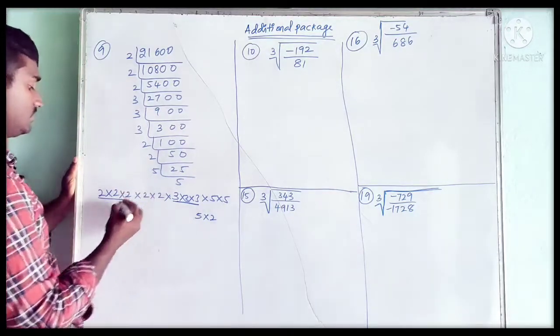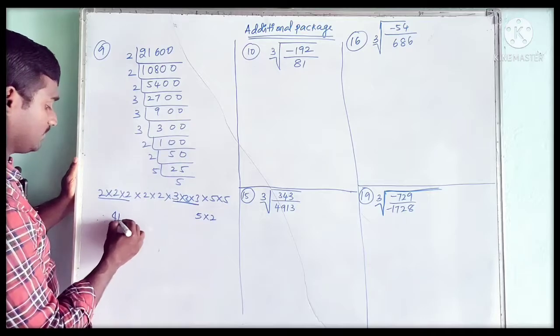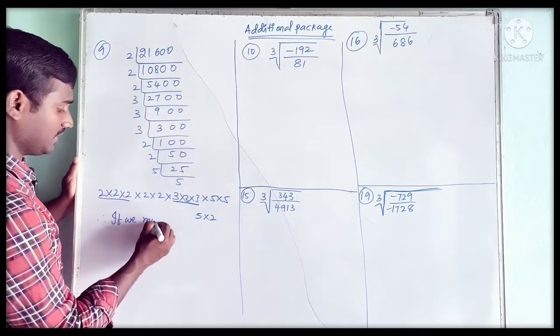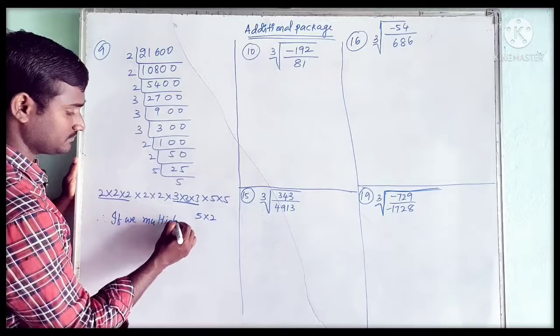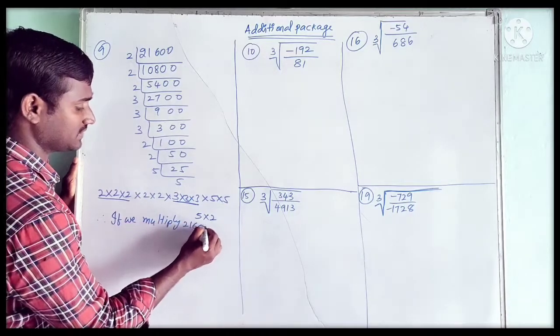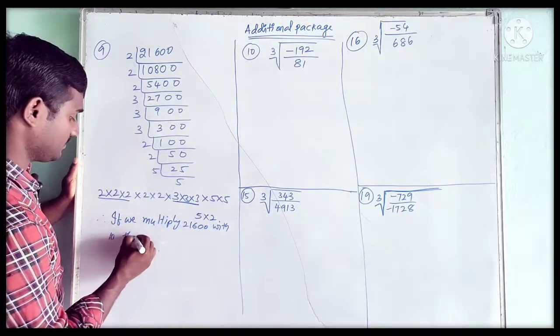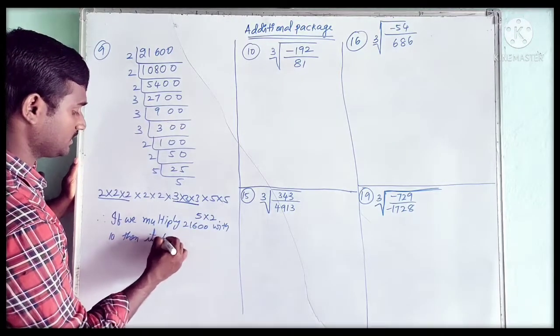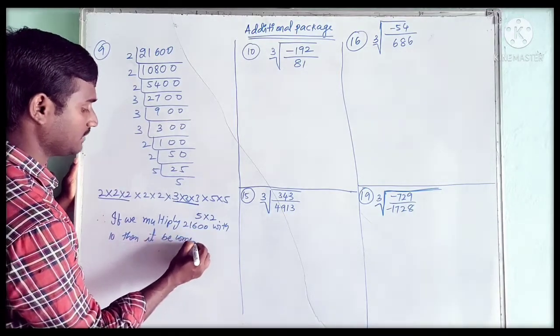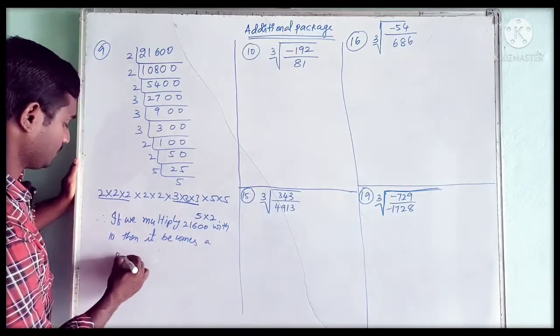So therefore, if we multiply 21,600 with 10, then it becomes a perfect cube.